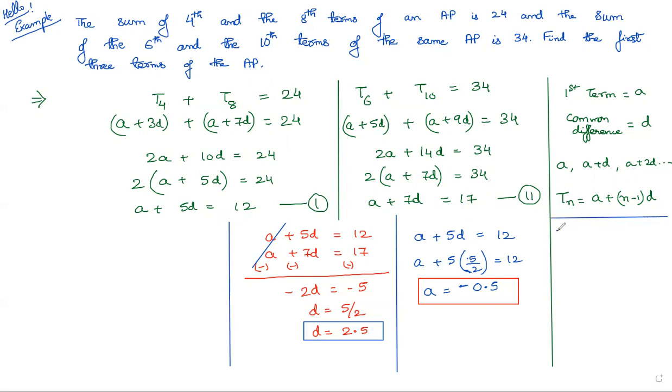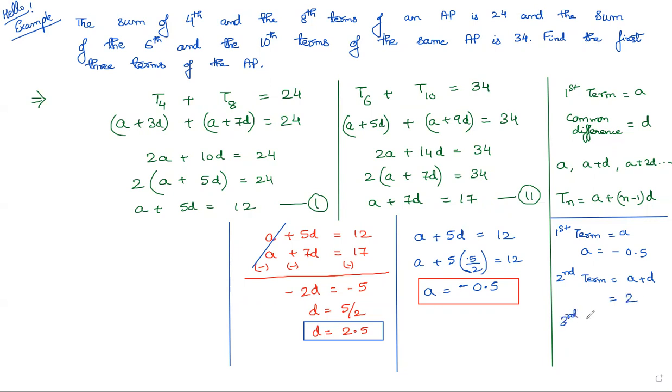So the first term is denoted by a, which is nothing but 2.5 minus 0.5. The second term is nothing but a plus d, which is minus 0.5 plus 2.5, that is nothing but 2. That is your second term.